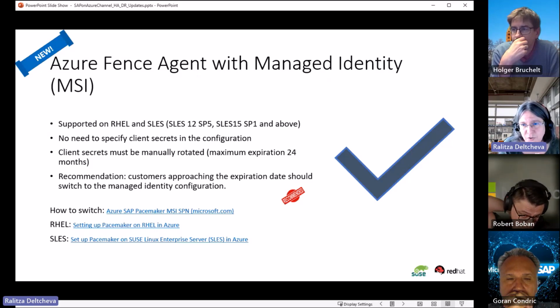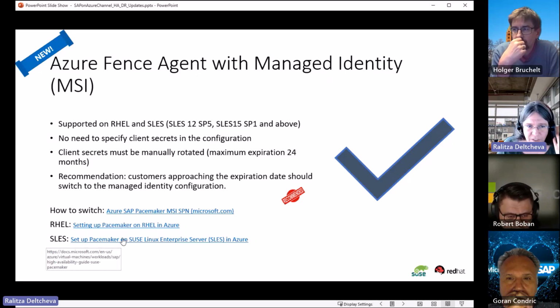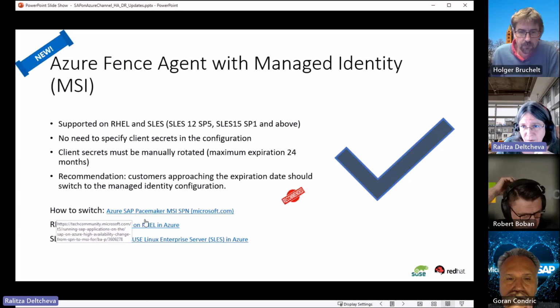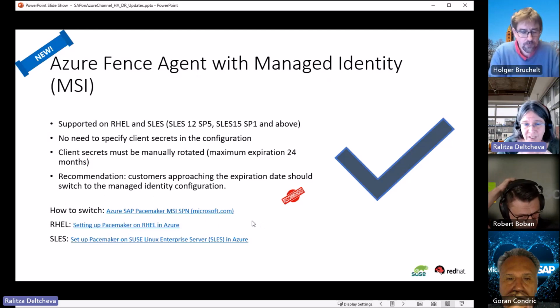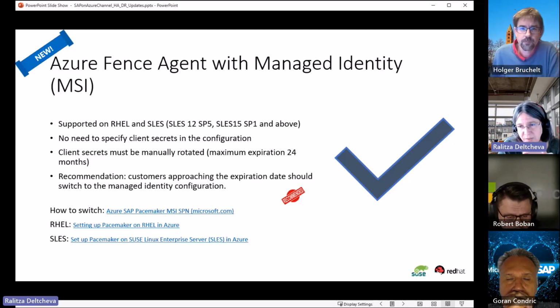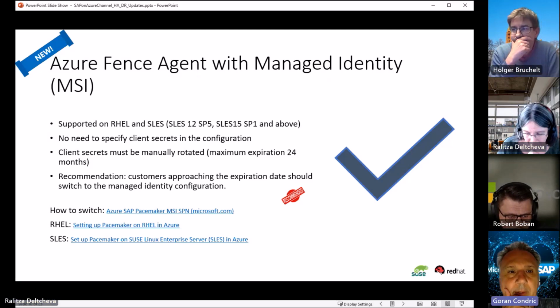If you are using Azure Fence Agent as a fencing device, switch to MSI. The configuration change is not super complicated, and we have released a blog on how to switch. So especially if you are approaching the rotation time for your client secret, it would be a perfect opportunity to switch to MSI.